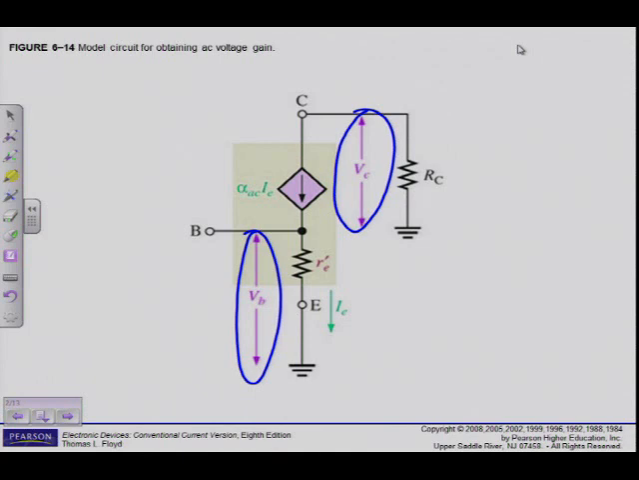We also notice in the figure that VC is equal to alpha AC times IE times RC, and VB is IE times r'e. So if I substitute in the formula of VC over VB, I get IE times RC divided by IE times r'e. The two IEs cancel out and I remain with the voltage gain. Voltage gain is then equal to RC, remember, that is a DC quantity, over r'e, which is the AC emitter resistance. Alright, that is the basic formula for voltage gain of a common emitter amplifier.